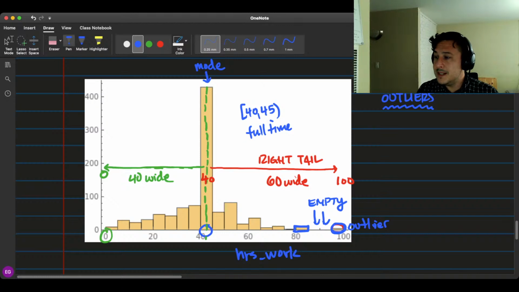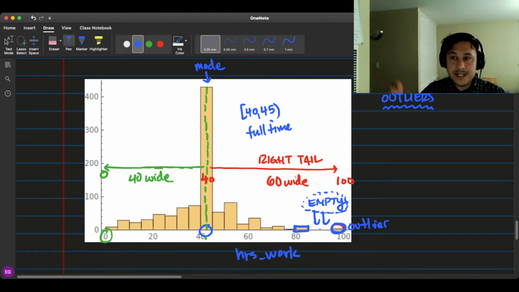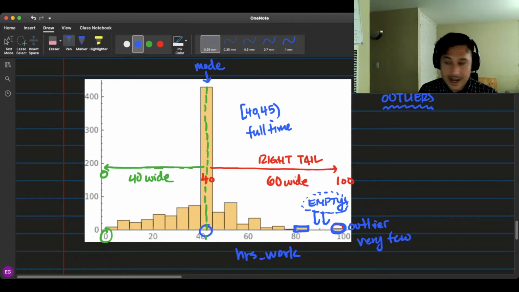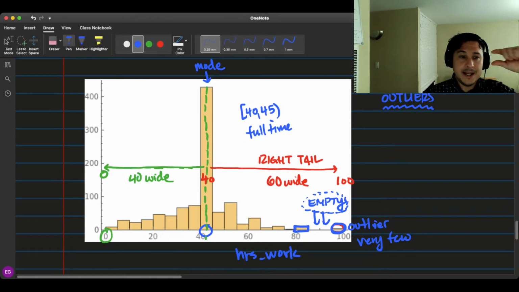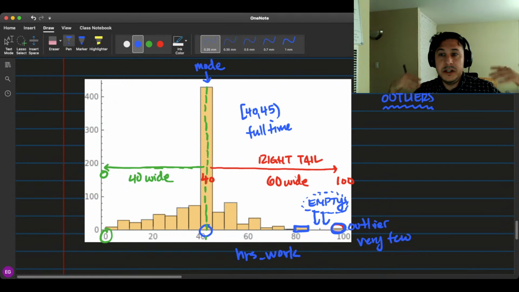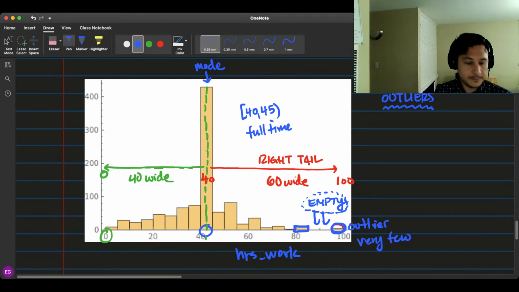An outlier means that it's separated from the rest. There's a bunch of empty space, and there should be very few. The height of the bin should be very small. So does everyone see how, in comparison to the mode, that little bin there on the edge looks really small? If you see a gap and then a very small bin at the end, you would say that's probably an outlier.